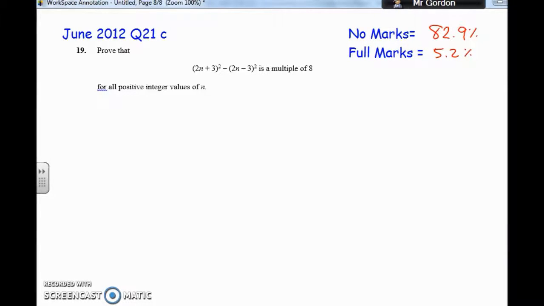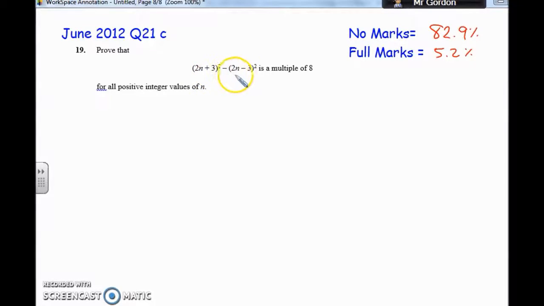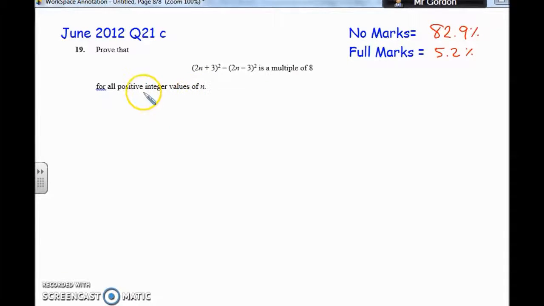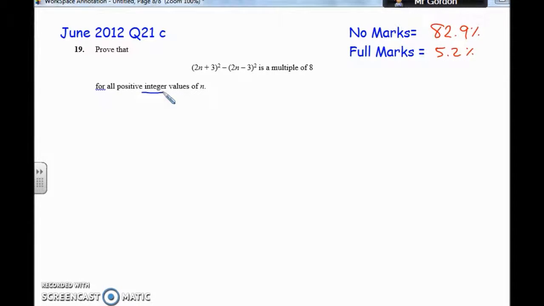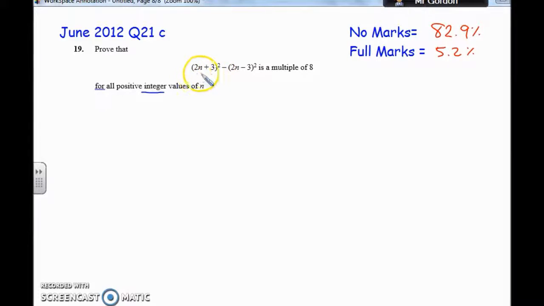How do we start this problem? If we take a look at it, it says prove that (2n + 3) all squared minus (2n - 3) all squared is a multiple of 8 for all positive integer values of n. So all integer just means whole number. So we're looking at all whole numbers. And to start off with, what we really need to do is to start looking at these brackets. So we've got (2n + 3) all squared. We're going to expand this, and we're going to expand the second bracket as well, and subtract the results.